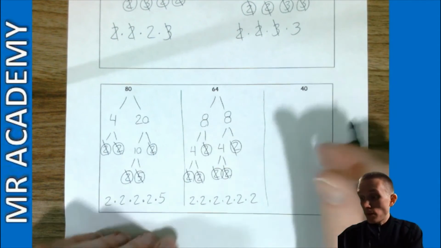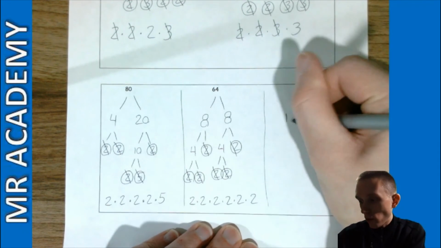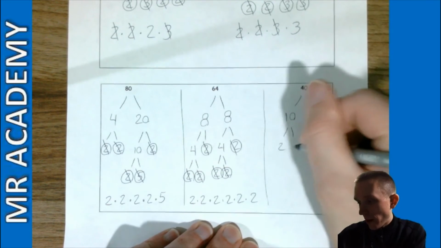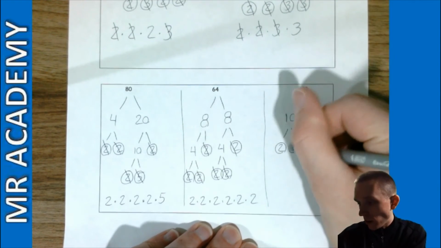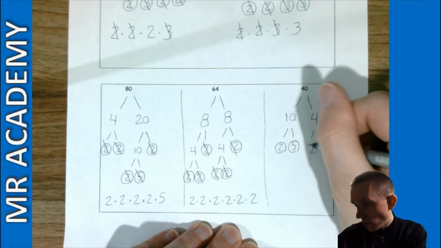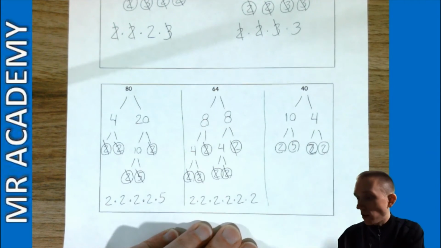And then we have 40, the smallest number we have on here. So let's go 10 and 4. And we'll go 2 and 5. And that branch is done. And we go 2. Boy, that was a sketchy 2. Alright, but that is a 2. Nevertheless, as terrible as it is, that is a 2.